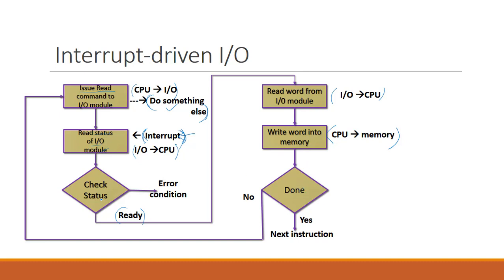Here you can notice that there is no not ready signal. Why? Because only when the peripheral device is ready can the device send an interrupt signal. That means there is no need for a not ready signal here. So this is how interrupt driven IO works.